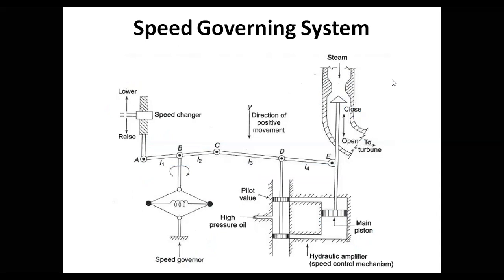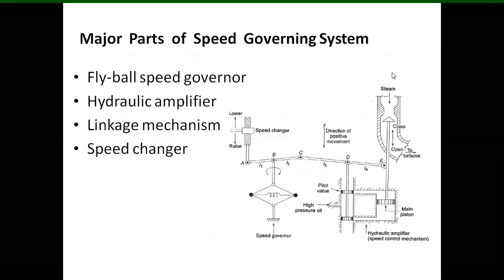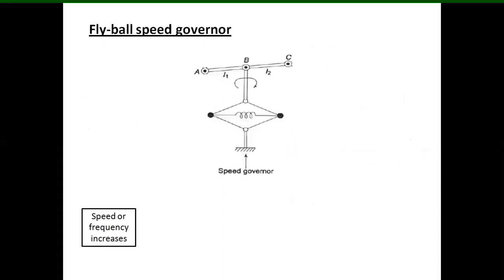In the next part, we are going to derive the model side by side. Here we are showing these four things: flywheel speed governor, hydraulic amplifier, linkage mechanism and speed changer. I have already told you the names of the major parts of the speed governor system. So first of all, how will the flywheel speed governor operate? Here you can see this flywheel is connected with B, and here are the A and C parts. It is connected at the middle of this lever, the ABC lever.